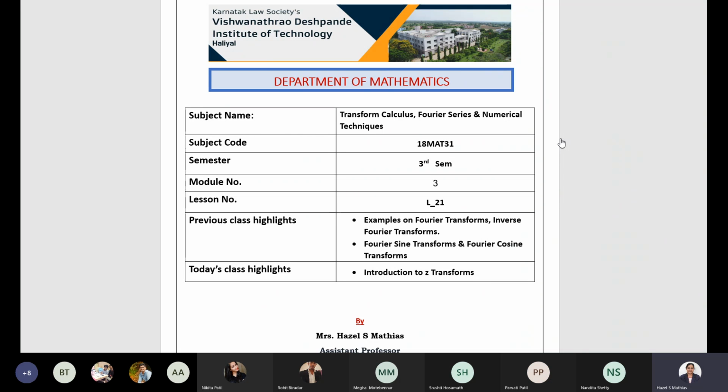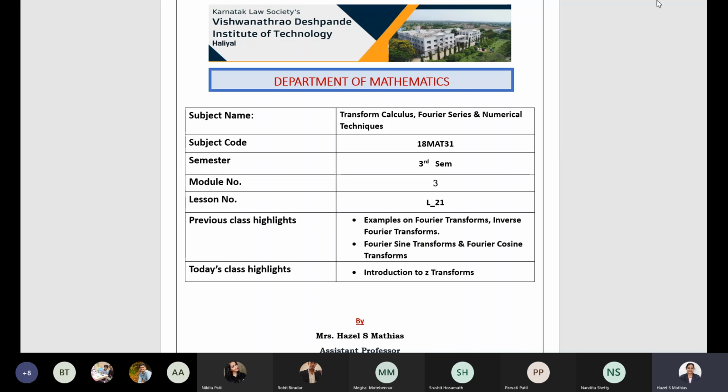Just as Laplace transforms and Fourier transforms, the Z transform also serves as a tool to solve some types of ordinary differential equations and partial differential equations, and also difference equations. So the main application of the Z transform is to solve difference equations, but it also solves some kinds of ordinary and partial differential equations. So these are the applications of the Z transform.